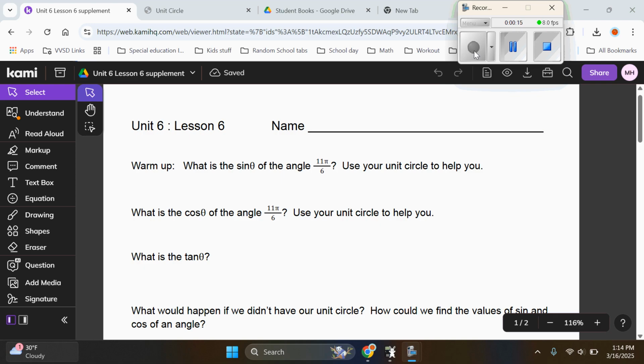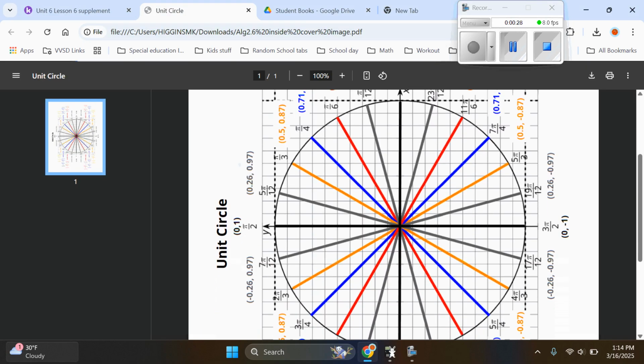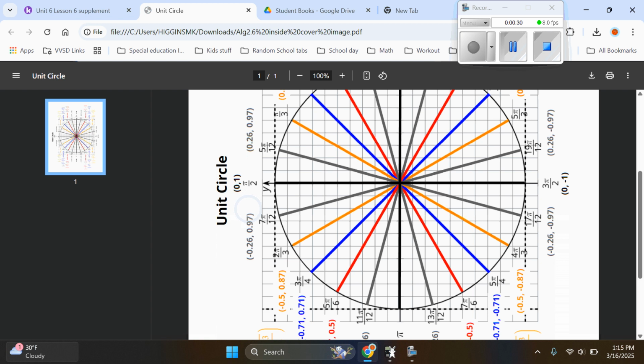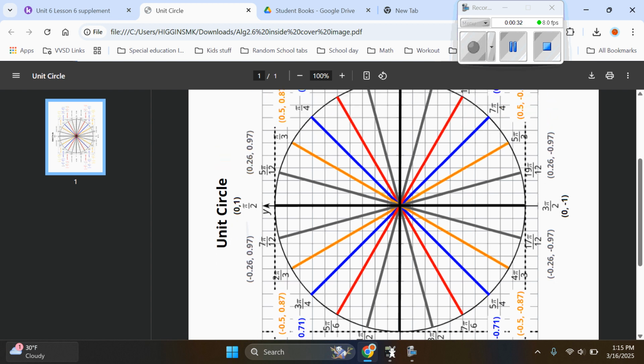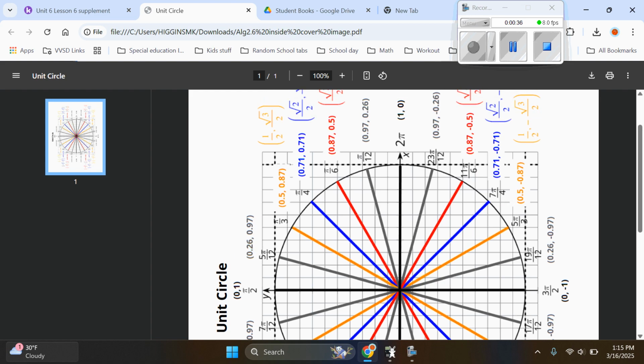What is the sine of theta of the angle 11 pi over 6? So again, sine means your y coordinate here. We can check the unit circle and find 11 pi over 6. Okay, 11 pi over 6 is in the 4th quadrant, and my y coordinate here in red is negative 0.5.